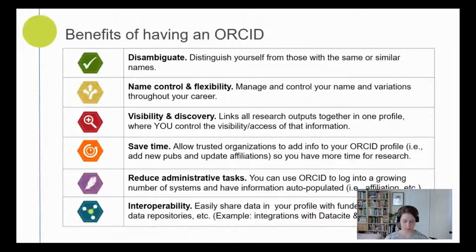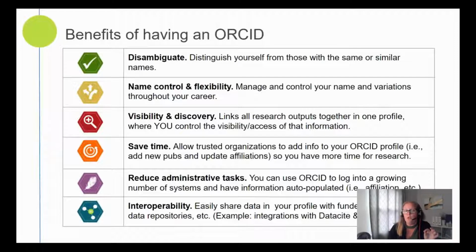ORCID provides you name control and flexibility, so you are able to manage and control how your name is utilized, the variations of your name, and if those change throughout your career. So again, my maiden name is just Jennifer Fagan. I was married and hyphenated, so now it's Jennifer Fagan-Fry. I can manage all that information within my ORCID.